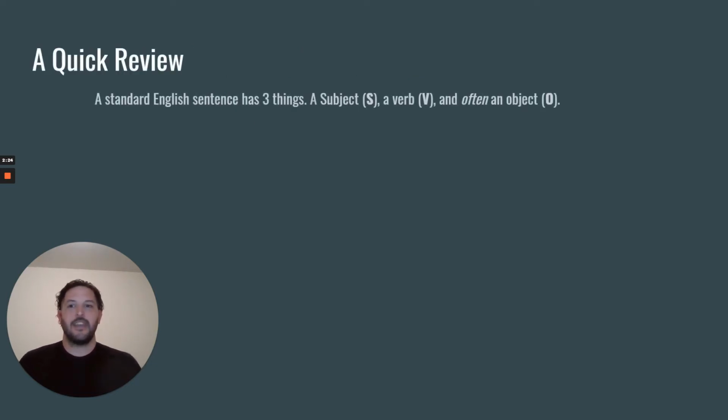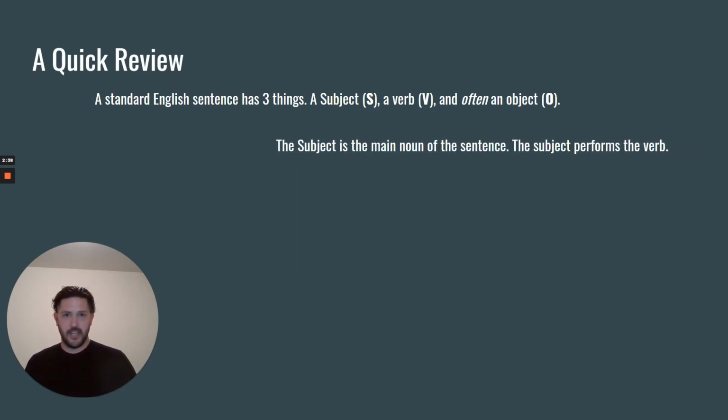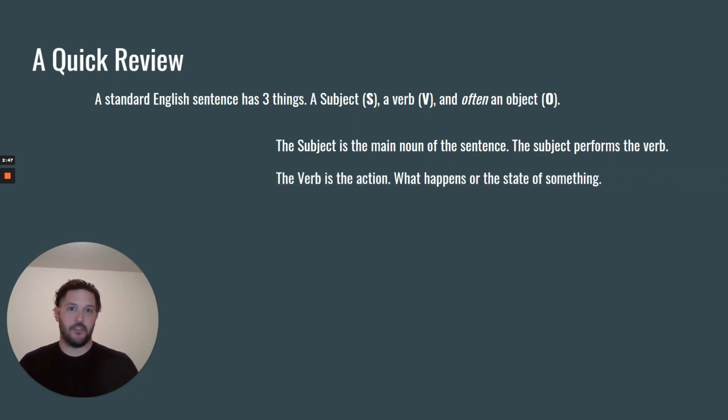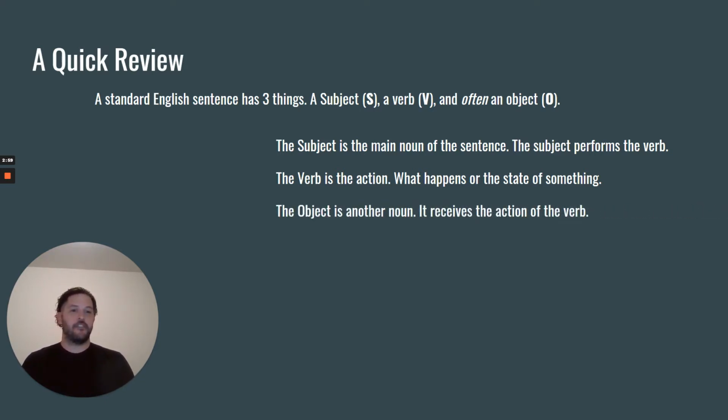Here we go. So a quick review, as I promised. In a standard English sentence, you have three main parts: the subject, the verb, and the object, okay? And usually it's in that order: subject, verb, object. Okay, the subject is the main noun, person, place, thing, or idea, and the subject does the verb. Okay, the verb is the action or the state. Don't worry about that right now. It's the action of the sentence, okay? It's what happens. The object is another noun, okay? It receives the action of the verb, all right?